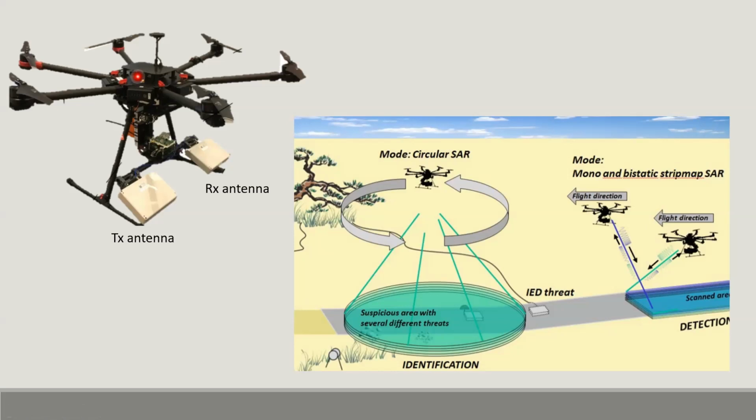And there are two modes of operation of the drone. The first is detect mode, so that's over here. And this is where the drone flies straight across the scene, and this uses strip map SAR. This can either be mono or bistatic in that way. The second is identification mode, and this uses our spotlight SAR concept. So this is where the drone circles around the area of interest, and it can capture images with a higher spatial resolution.